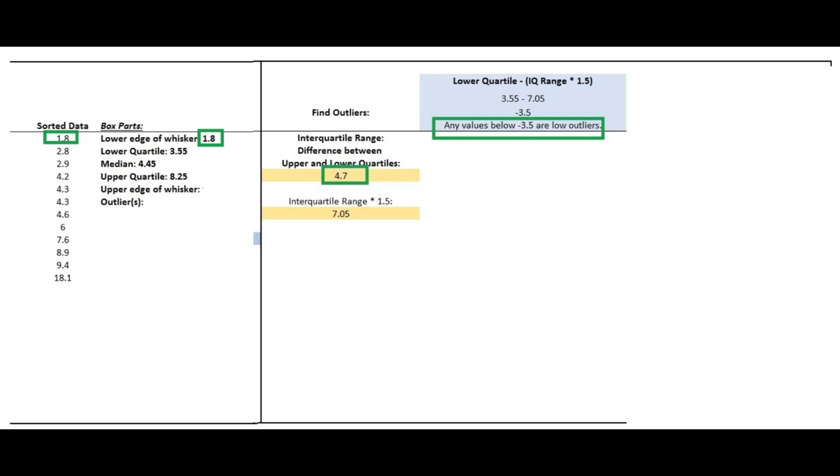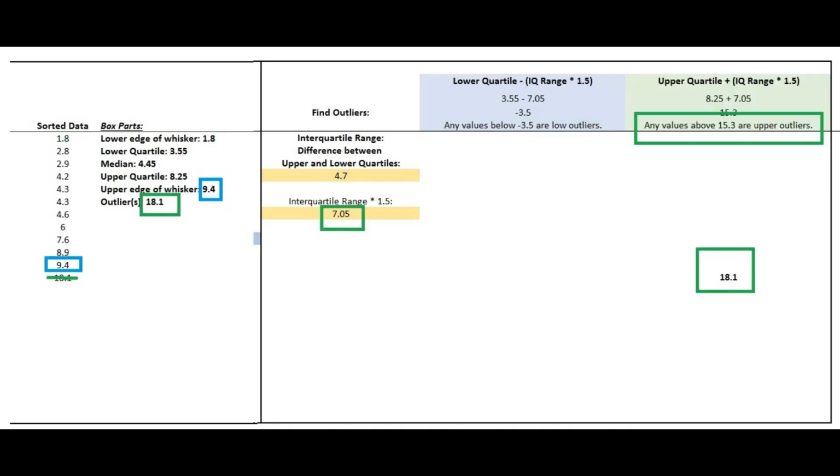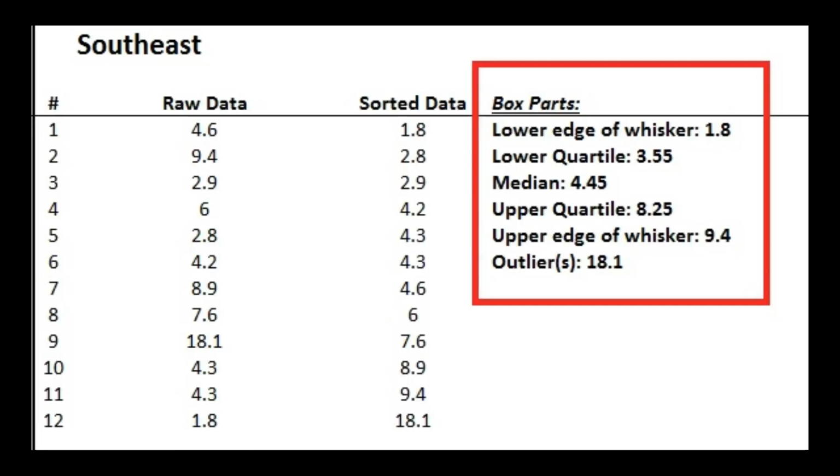Let's see if that's the same case for our outliers on the upper side. So 8.25, our upper quartile, plus 7.05 gives us 15.3. So what that says is any values above 15.3 are upper outliers. And it turns out we have one, 18.1. So 18.1 is an outlier, which means that is what we're going to represent with an asterisk when we make our box plot. And the upper edge of our whisker is actually going to be 9.4. See the blue? We're going to use 9.4 as our upper edge of our whisker. We have all of the material we need now to create the second half of our box plot. So let's keep going.